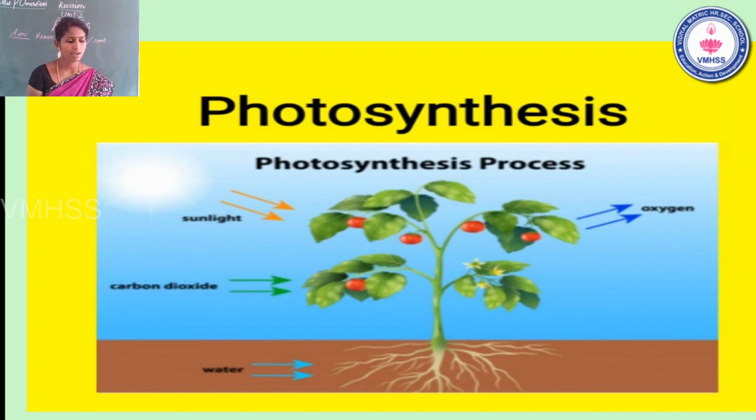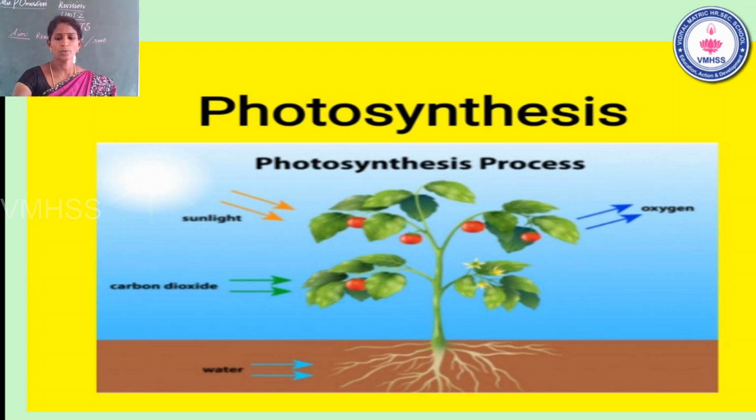Yes, once all the ingredients reach the leaf, the process of making food begins in the leaf. This process is called photosynthesis. Yes, the plants make their own food by using the leaf.